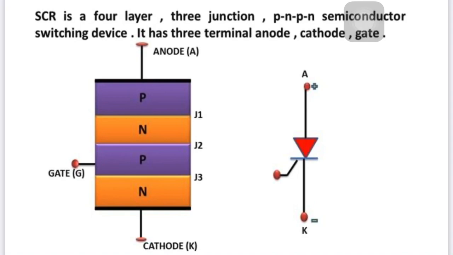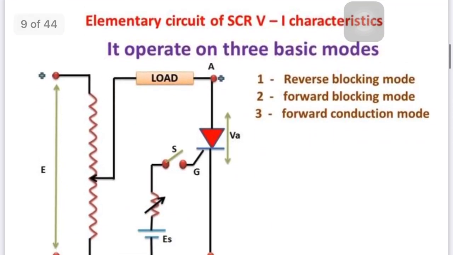I mentioned the symbolic representation, anode to cathode. Anode is always positive, cathode is negative, and the other terminal is the gate. Gate is always connected with the P terminal, keep that in mind. So, SCR is a 4 layer, 3 terminal, 3 junction device.